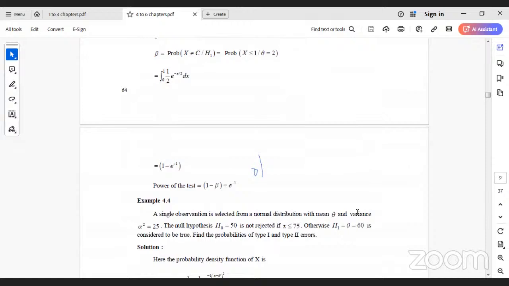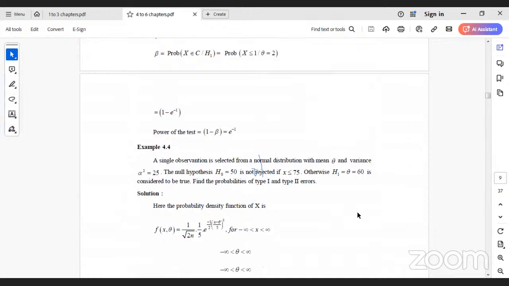The power of the test, 1 minus beta, is equal to e power minus 1, we have to write here. Then another example we have taken here: a single observation is selected from a normal distribution with mean theta and variance alpha square. The null hypothesis H0 is not rejected if x is less than or equal to 75, otherwise H1, theta equal to 60, is considered to be true. Find the probabilities of type 1 and type 2 errors also we have to find out here.